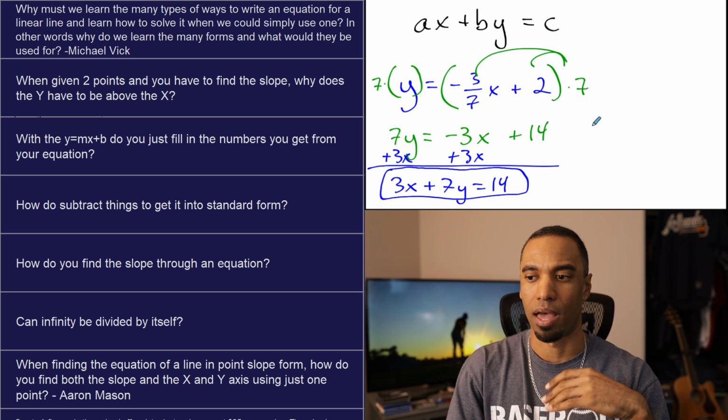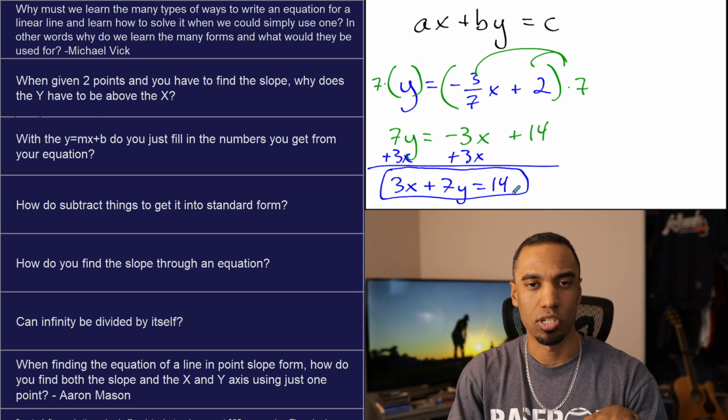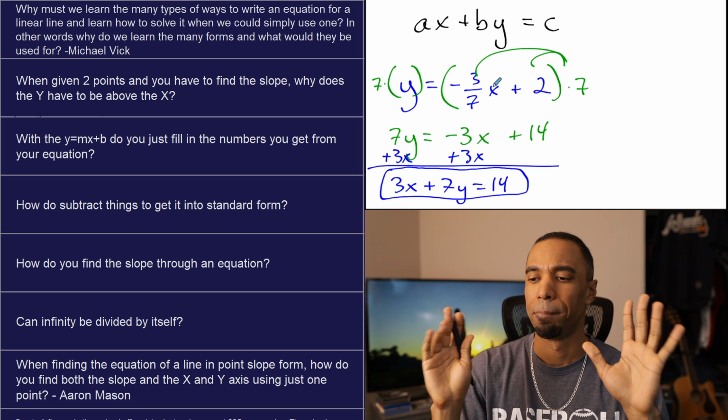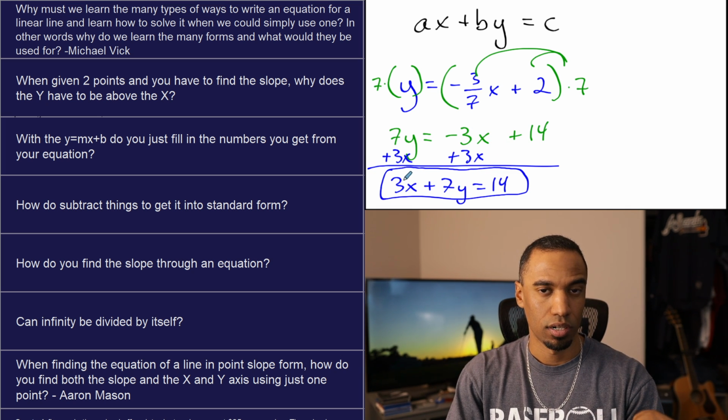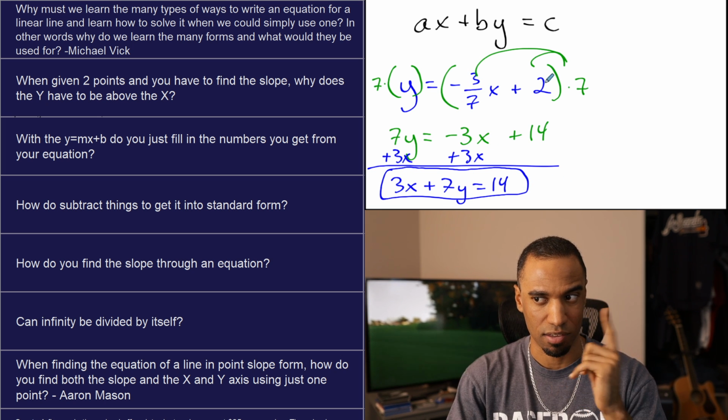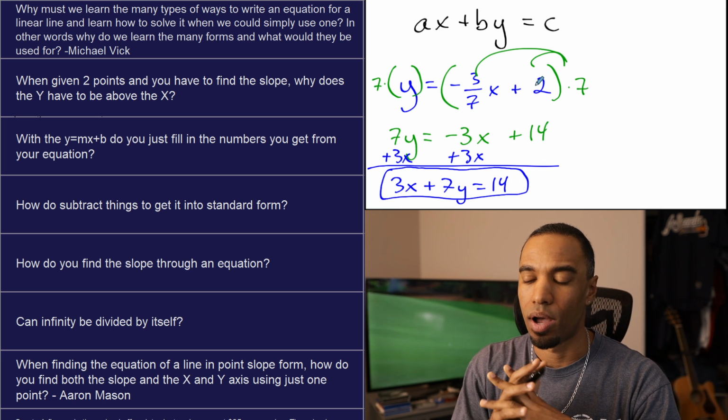We haven't done that yet. When it comes to, I don't know, there are a bunch of different things there. Maybe finding your intercepts here might be easier. X-intercept, I don't know. It looks nicer, but my slope isn't 3. My y-intercept isn't 14. My slope was negative 3/7. My y-intercept was 2. So I don't know.